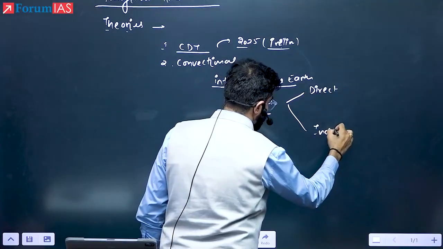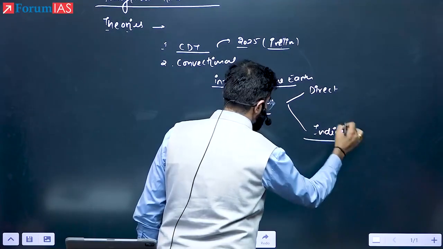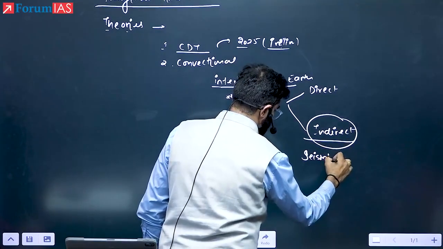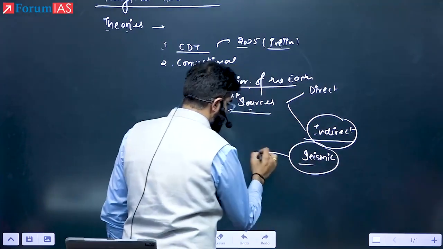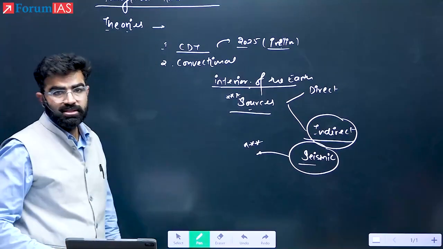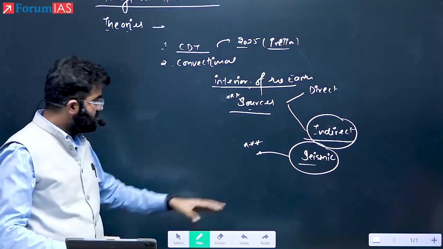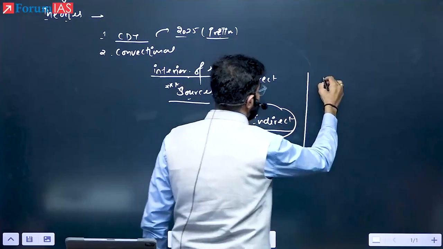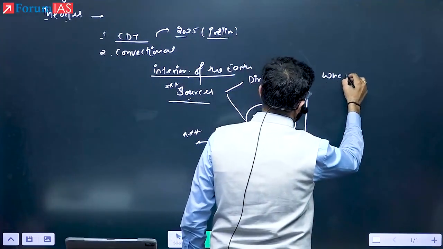So these direct and indirect sources, and among them the most crucial, that is seismic waves. This seismic wave itself is a favorite part of UPSC. In the last 5 years, twice you will see the question came from the seismic waves, P and S waves, right? Then this is important. Then with the help of these waves, we will understand what the interior of the earth is.